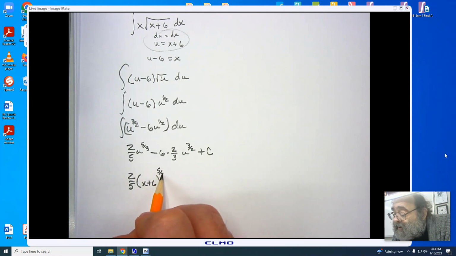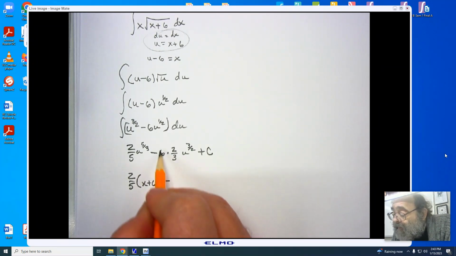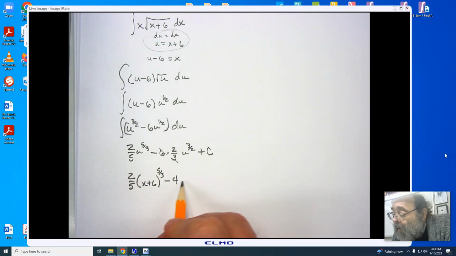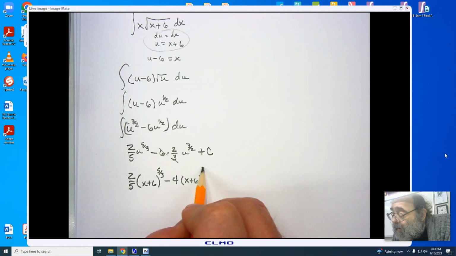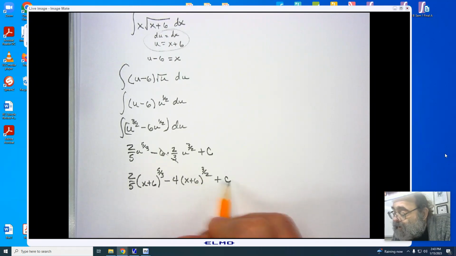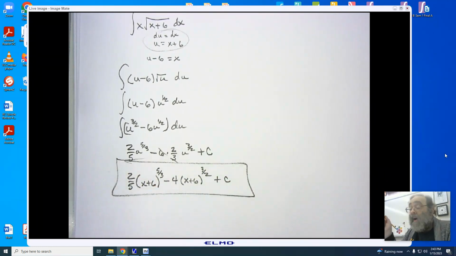This is called back substitution. I'm now putting x plus 6 in here, to the 3/2 plus c. That's my goal. That's what we want.